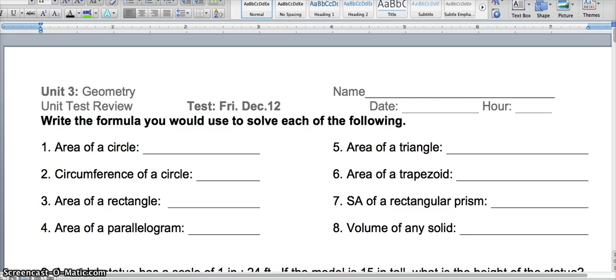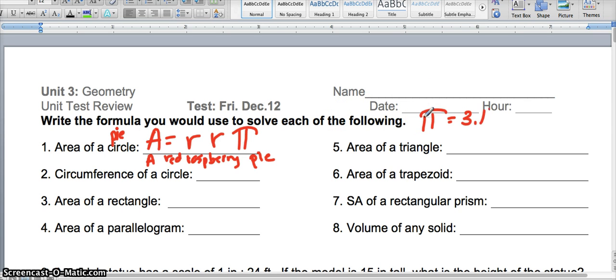Area starts with A, so this formula starts with A. A circle is shaped like a certain dessert. A circle is shaped like a pie, so pi needs to be in this formula. If you remember, we had a silly way to remember this one. It was A, red, raspberry, pie. Red, radius, raspberry, radius, pi, that Greek letter pi. You may want to remember that the value of pi is 3.14, or you can use 22 over 7.